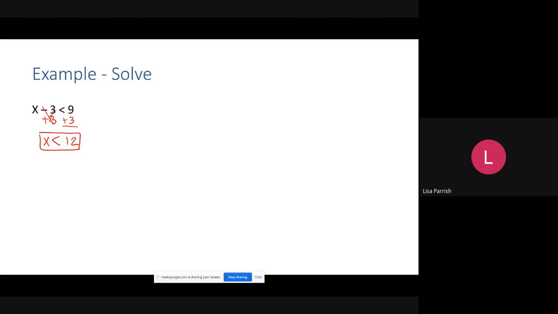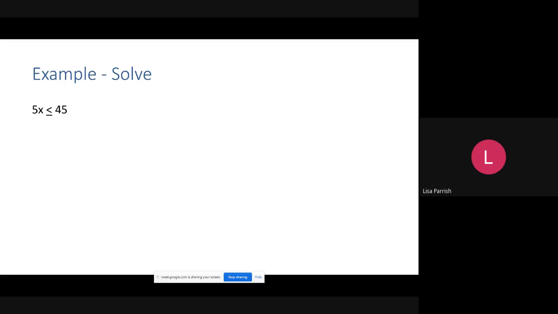Okay, so now we want to check that. That one's not going to check out very good, but that's worked correctly, because 12 minus 3 is 9. 9 is not less than 9, but that's the answer. 9, 10, 11, 12. Okay, so we'll skip checking that one. Okay, let's go to the next one.